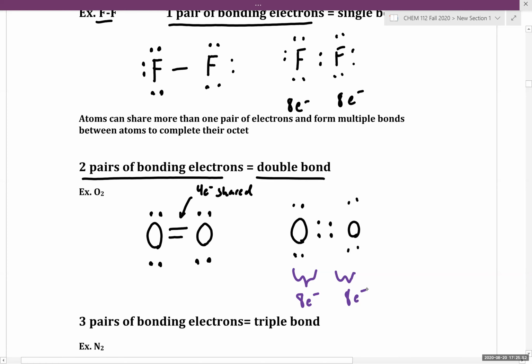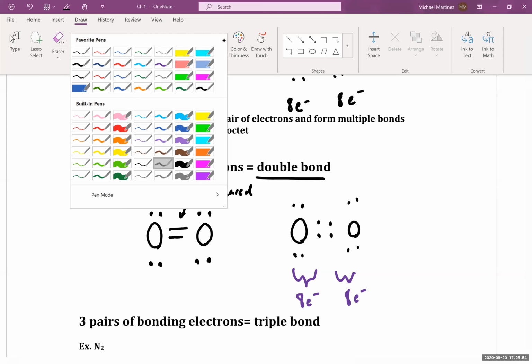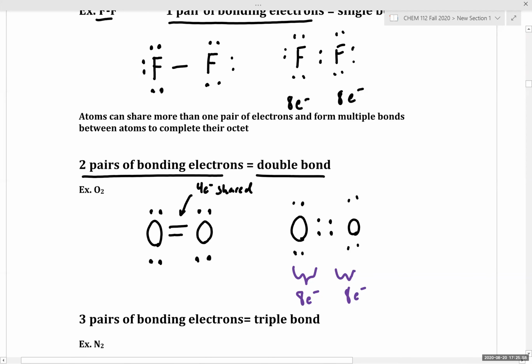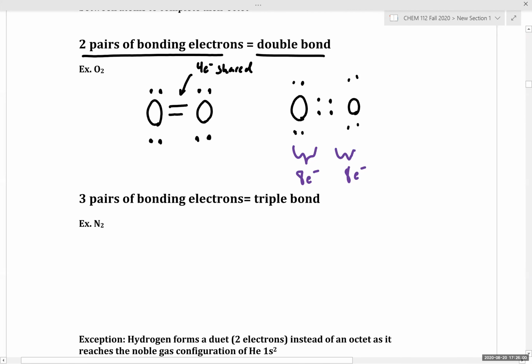Does this make sense to everyone so far? Perfect. So, when we have 3 pairs of bonding electrons, we call this a triple bond. This in turn means we're sharing a total of 6 electrons. Nitrogen, for example, has a characteristic triple bond. This in turn means we have 6 electrons shared.